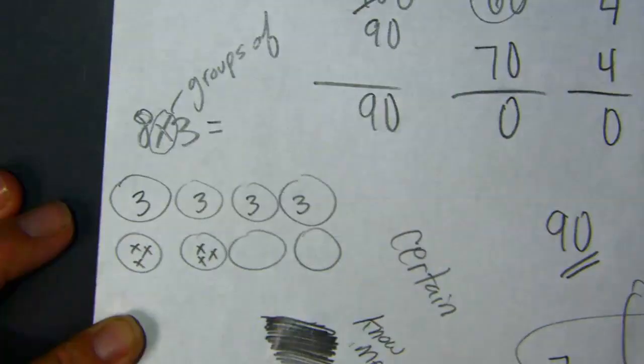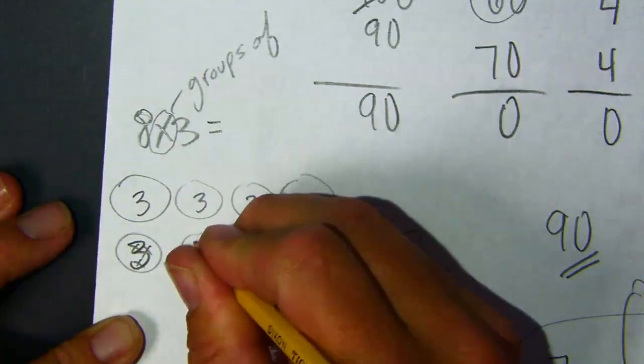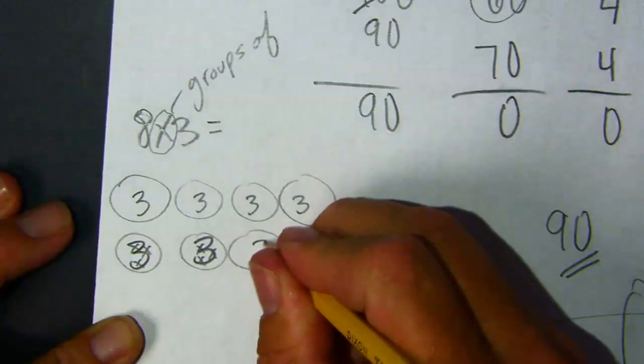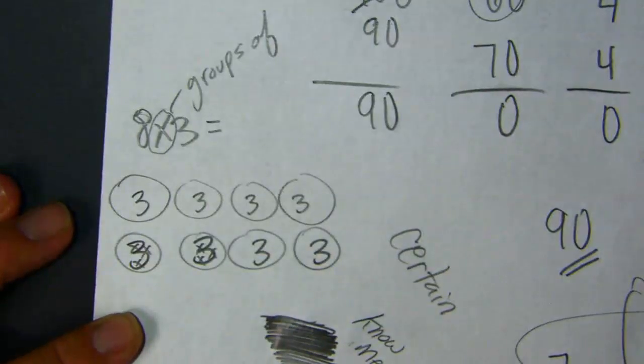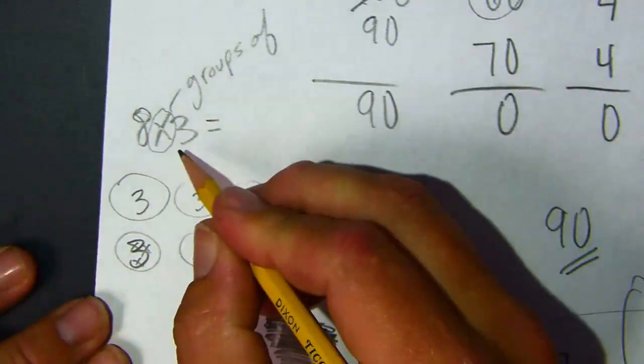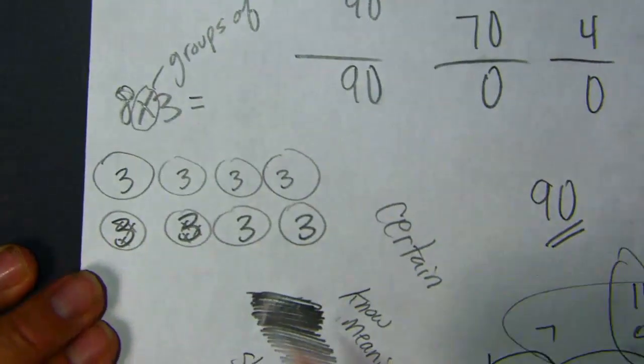But that just takes too long. So just put a 3 inside. 3. 3. 8 groups of 3. Now, if you didn't know, multiplication is just repeated addition. Okay, so you need to work on your repeated addition skills.